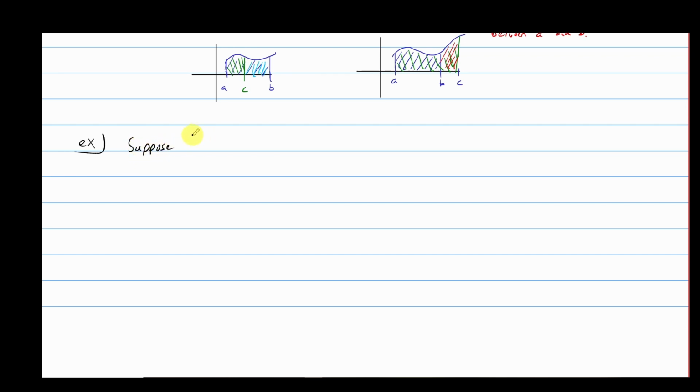Suppose that the integral from 0 to 4 of f of x dx is equal to 6. The integral from 0 to 3 of f of x dx is equal to, we'll say, 2. Find the integral from 3 to 4 of f of x dx. So here's how I would go about this.